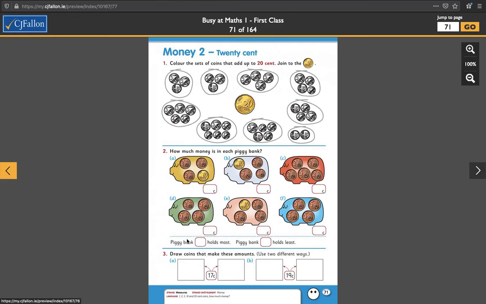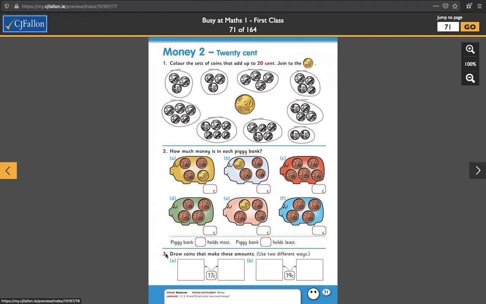And then down here, a couple of questions. Piggy bank A, B, C, D, E, or F holds most. Which one holds the most? Piggy bank A, B, C, D, E, or F holds the least. Okay, so which one has the most money in it? Which one has the least money in it?